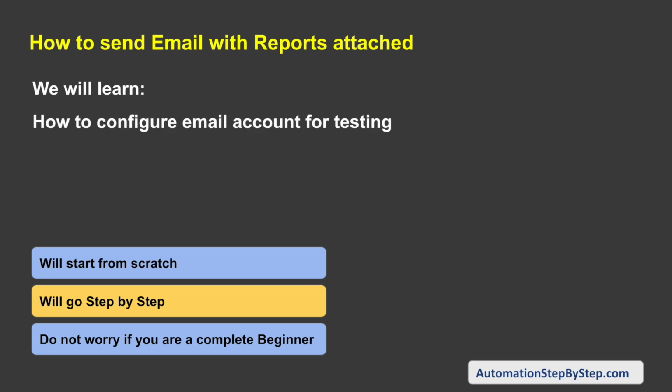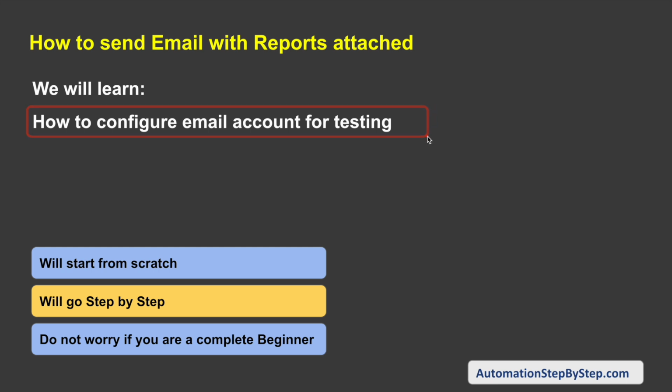We are going to learn how we can send email with reports attached from our automation framework. This is going to be very easy and very interesting, and I will start from scratch and show you each step, and you can follow me hands-on and let me know if you face any issues. So we are first going to see how we configure our email account for testing.